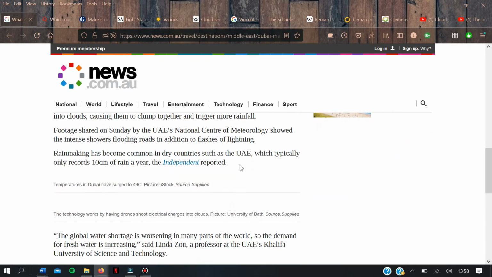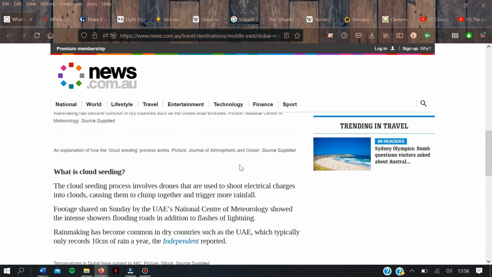Now, essentially what cloud seeding is, the cloud seeding process involves drones that are used to shoot electrical charges into clouds. Now, they're being quite minimal in terms of what it actually is by saying electrical charges. There's a bit more to it and there's a lot more risks regarding it, which is causing them to come together and trigger more rainfall.